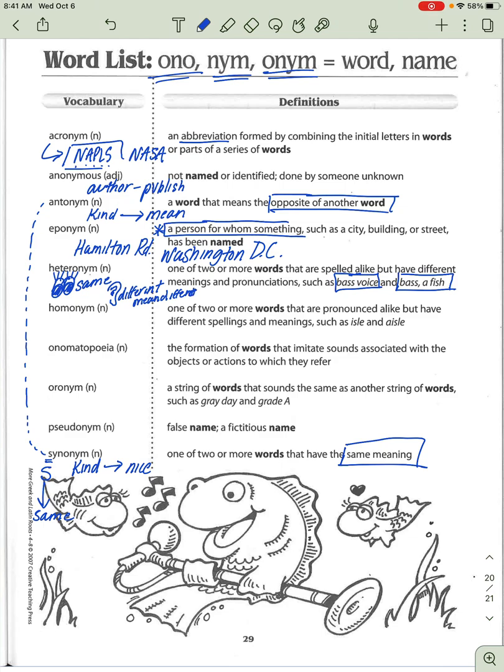That's not right. Okay, they're seeing all the mistakes today.